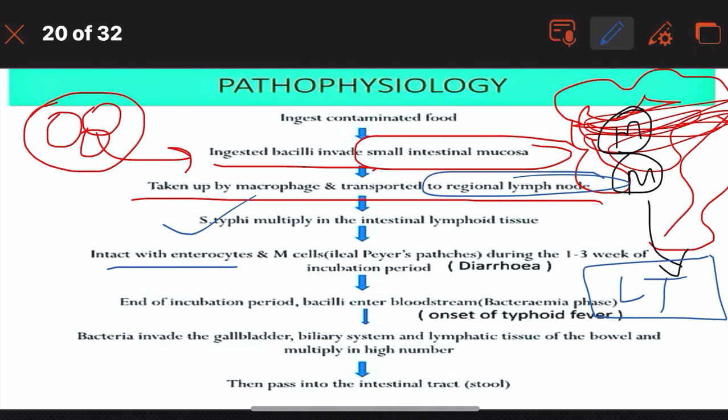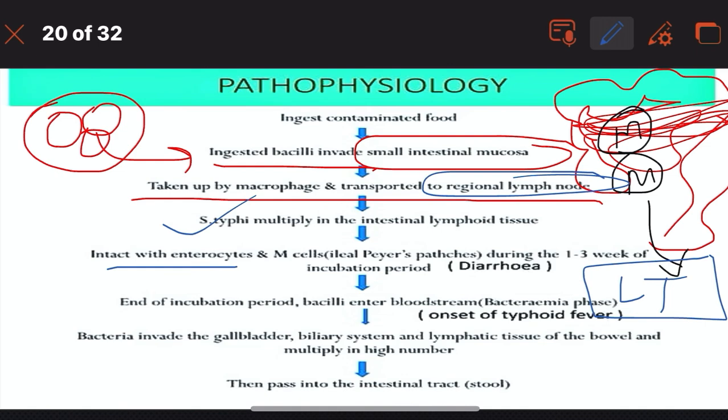And now the bacteria will start invading the other organs via the bloodstream, that is the gallbladder, biliary system, and lymphoid tissue of the bowel, and multiply in high numbers. So they are multiplying inside the gallbladder, in the biliary system, in the lymphatic system. As we saw earlier, it multiplies rapidly in the lymphoid tissue of the bowel, and then they pass into the intestinal tract in the stools. Is it clear?